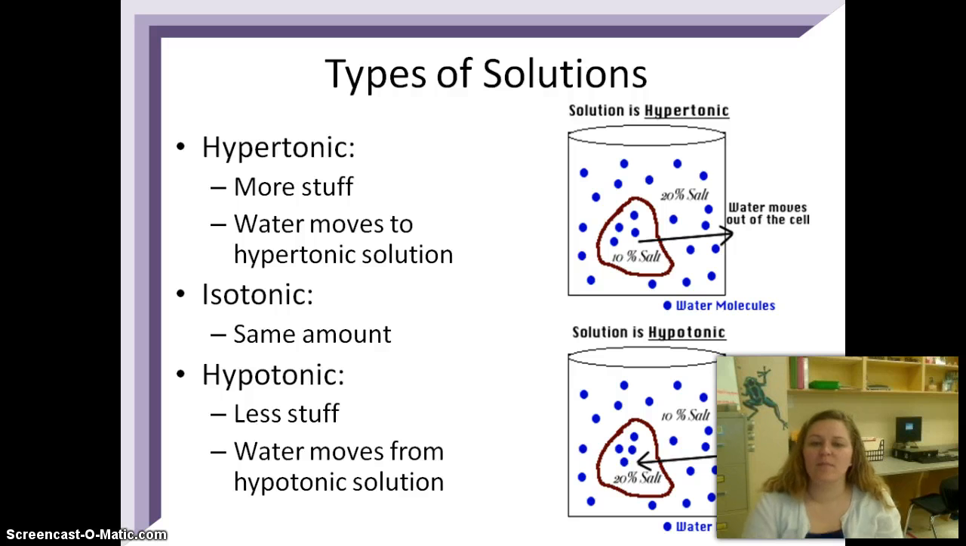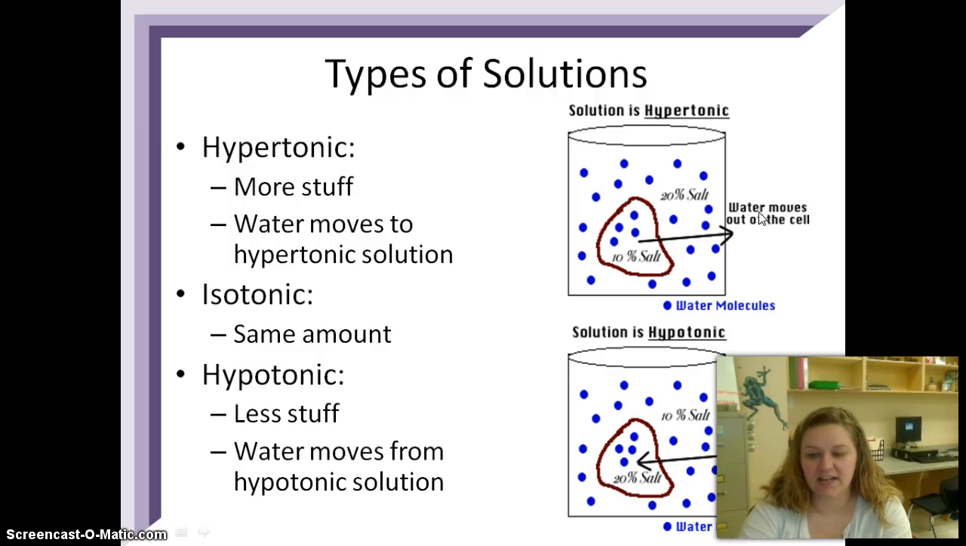Now, when water moves, it can move in different types of solution. If we were to take a cell that was 10% salt and stick it into a 20% salt solution, the water is going to move out of the cell, which causes the percent of salt to increase because there's less water. Okay, the water moves. Salt doesn't move. Water moves, okay? We call this a hypertonic solution because it's going to cause that cell to shrivel.